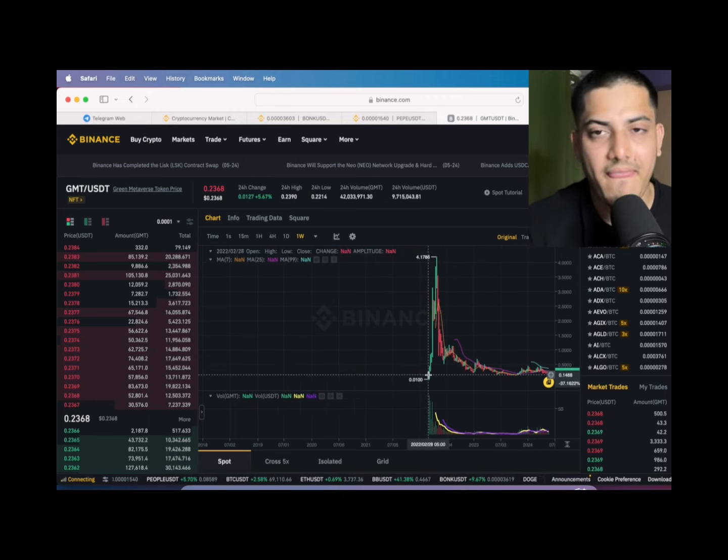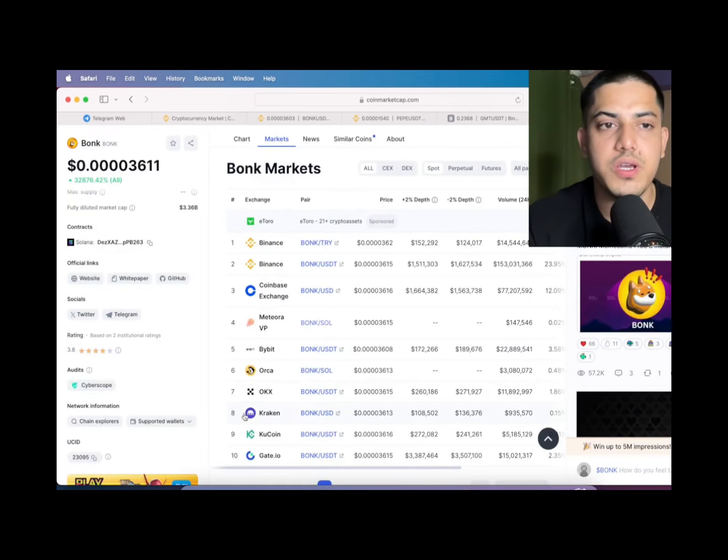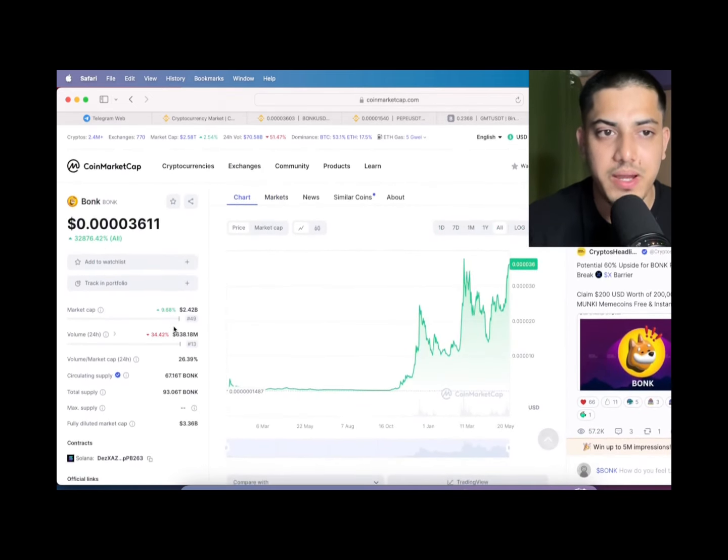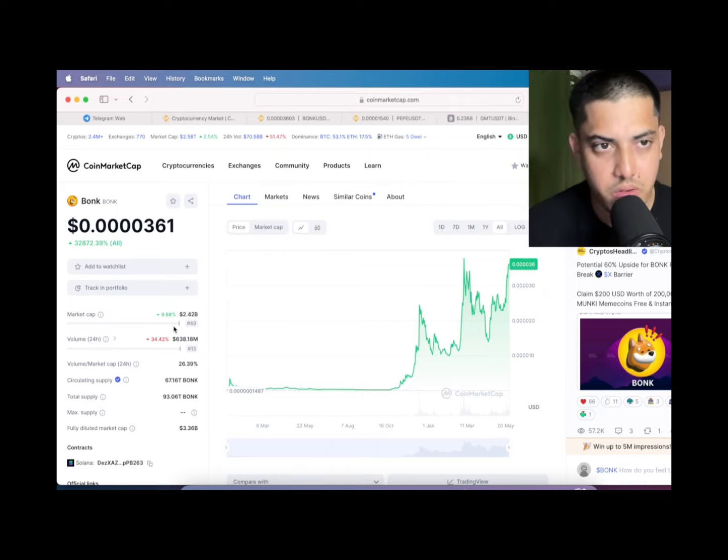GMT, yeah. And this is the token which hasn't had its bull market, man. It's in the bull market right now. Bonk, yeah. For the first time, other coins like Doge got the bull market, Shiba got the bull market, Pepe is a new token, and that's why we have taken it.